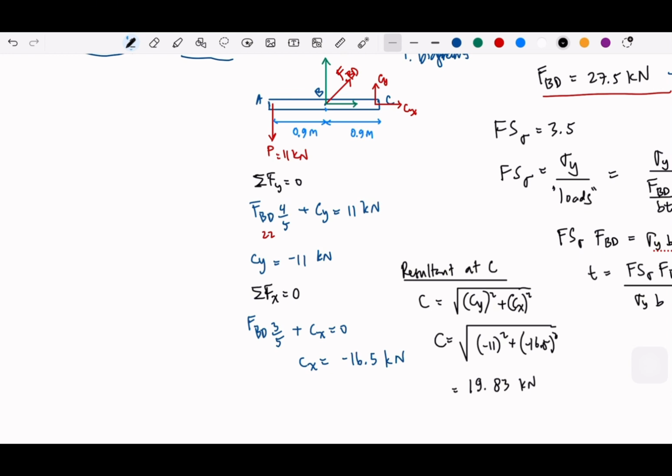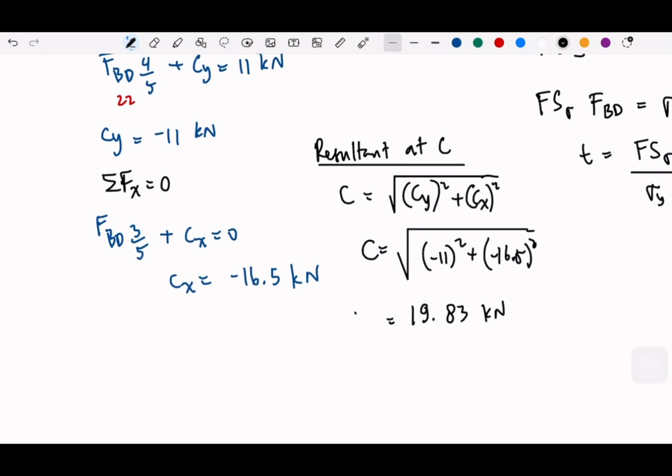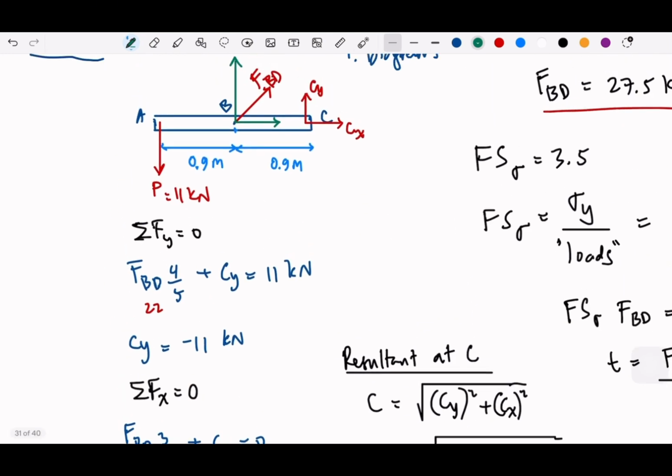Okay, now what we need is this C will be our forces for the shear. So this will be shear force. We can say that this is actually our shear forces. In terms of which one is normal and which one is shear force, it depends on the situation. In this situation, since this is going to be the forces at pin C, we are going to take that force.